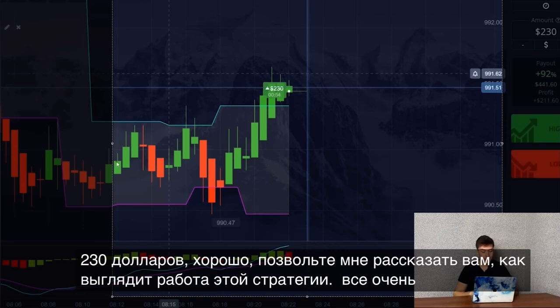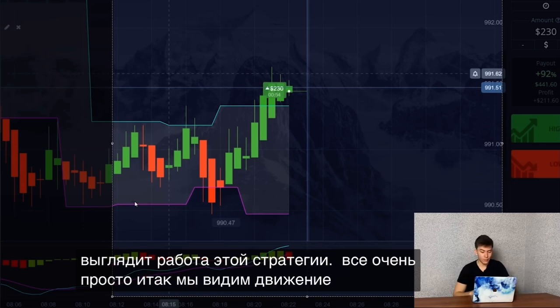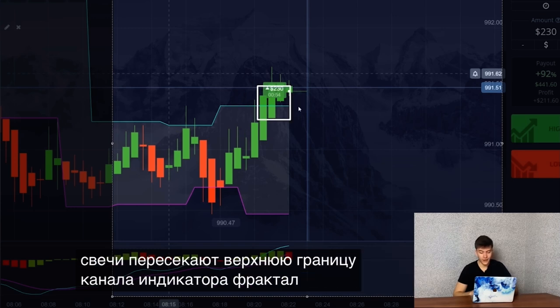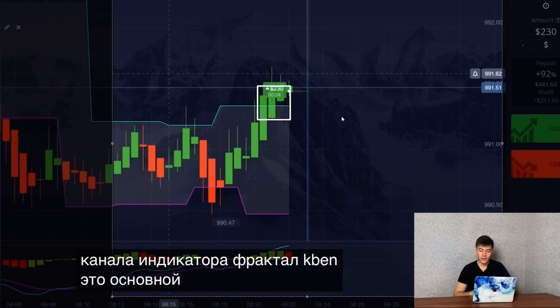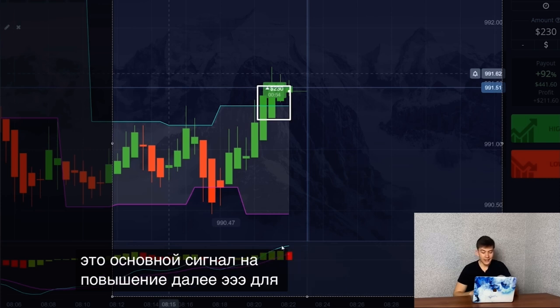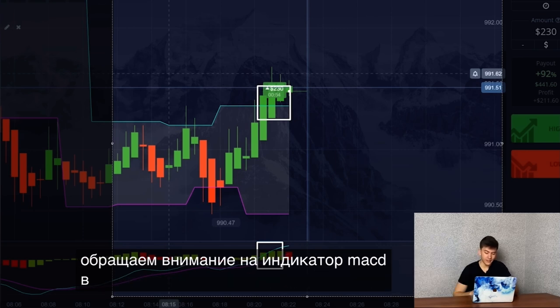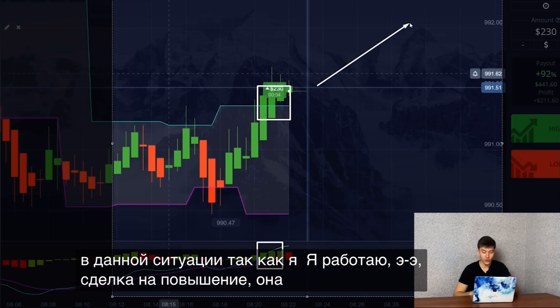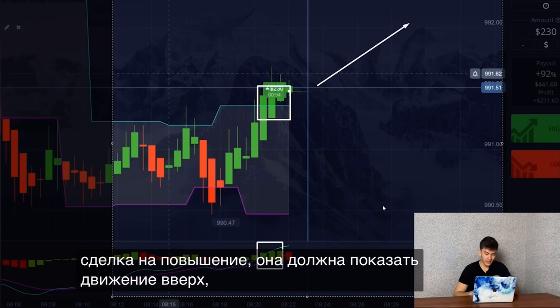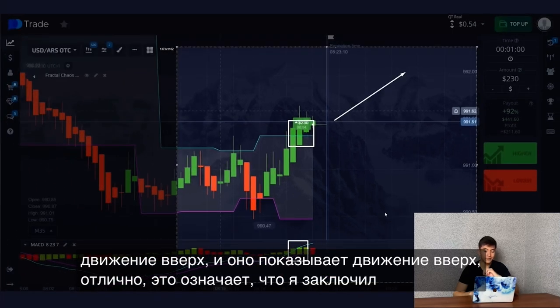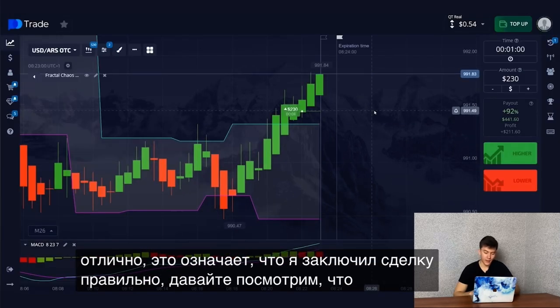Look, it's really simple. So we see an upward movement, then the candles cross the upper border of the channel of the fractal chaos bands indicator. This is the main signal for an increase. Next, to confirm the signal, we pay attention to the MACD indicator. In this situation, since I'm making an upward trade, it should show an upward movement. And it shows upward movement, great. That means I made the trade correctly. Let's see what happens next, guys.